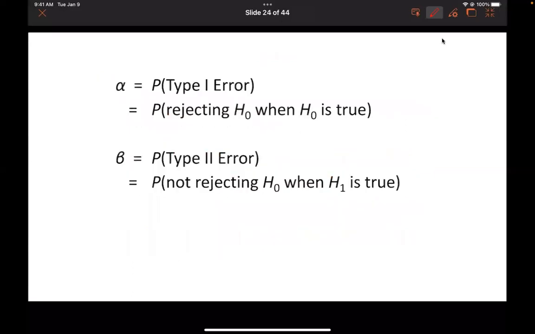And then here's a really great rule of thumb right here. Type 1 error: rejecting H0 when H0 is actually true. Type 2 error: not rejecting it when the alternative is true. This right here is your cheat sheet. If you just keep this in your notes, you should be good. All right. Questions?